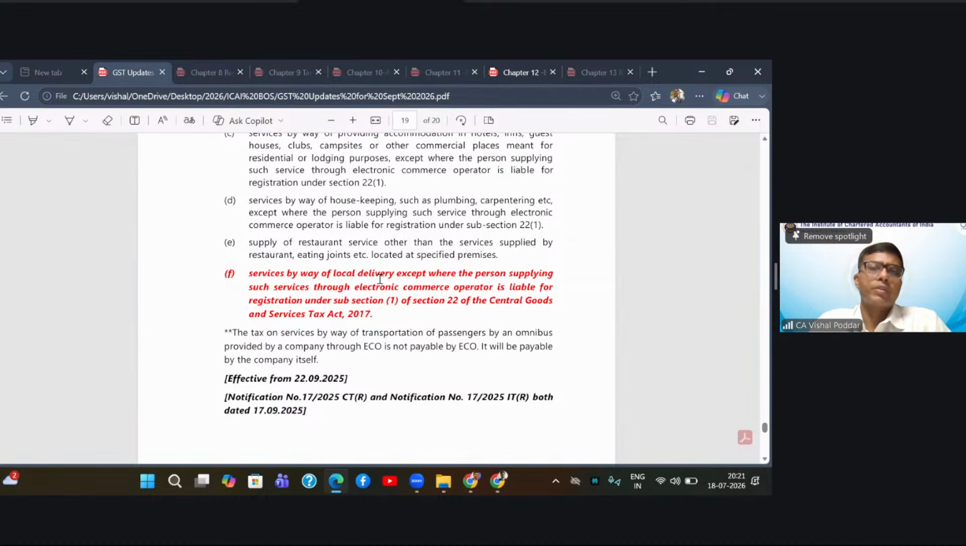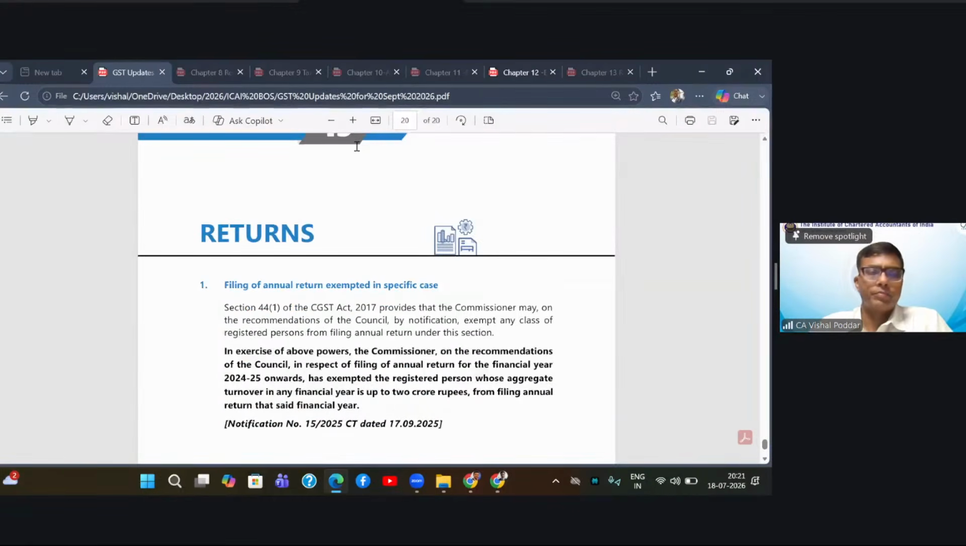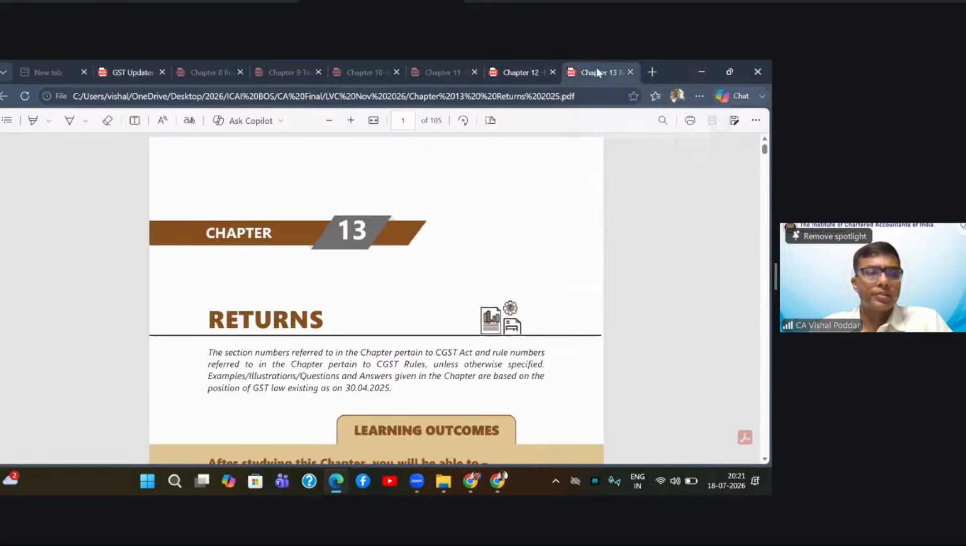In case of local delivery service, again, what is the rule? Where the person supplying such service through the e-commerce operator is liable for registration, in that case it will not come in 9(5). Only when it is not liable for registration, it will come in 9(5). This is clear to all? Correct? Okay. Let us go to the next topic of returns.